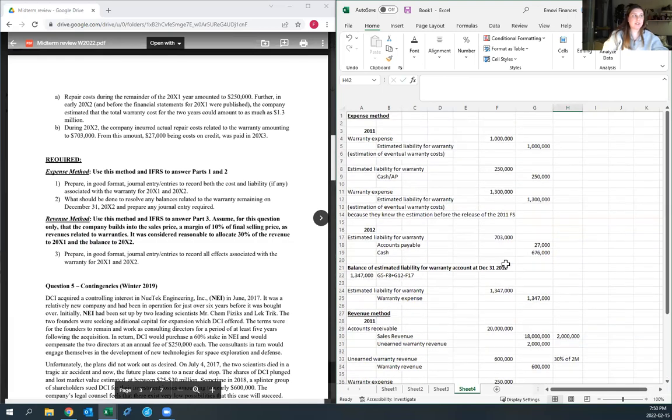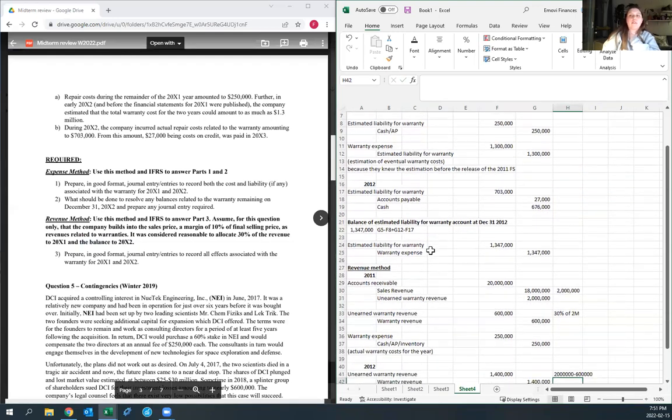So the difference between the two, just to remind you, under the expense method, you expense your estimation, and on that transaction, you do a credit to your liability account. And when you incur your actual costs of warranty, you debit that liability account. If at the end of the warranty program, you have a balance in your liability account, to reduce it, you debit the balance, and you come and credit your warranty expense account for the same amount because you expensed too much in previous years.